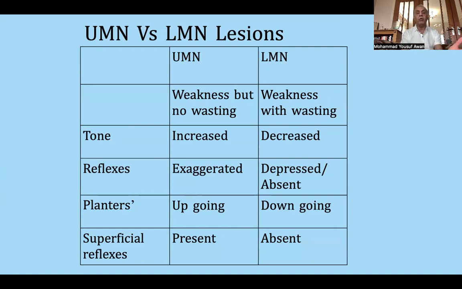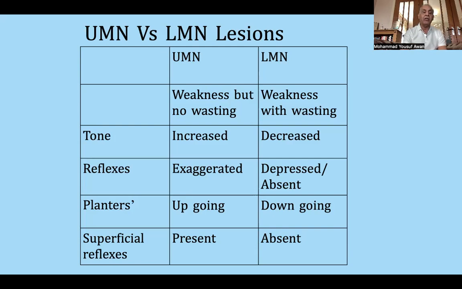While in the lower motor neuron, there will be wasting in addition to the weakness. The wasting may be in the small muscles or in the bigger muscles. So the weakness with wasting is the lower motor neuron. Weakness without wasting is upper motor neuron lesion. Tone is increased in the upper motor neuron, while decreased in the lower motor neuron. In the lower motor neuron, the muscular movements are quite flaccid and easy to go, but in upper motor neuron, there will be increased tone in certain groups of muscles, we'll discuss in subsequent slides.